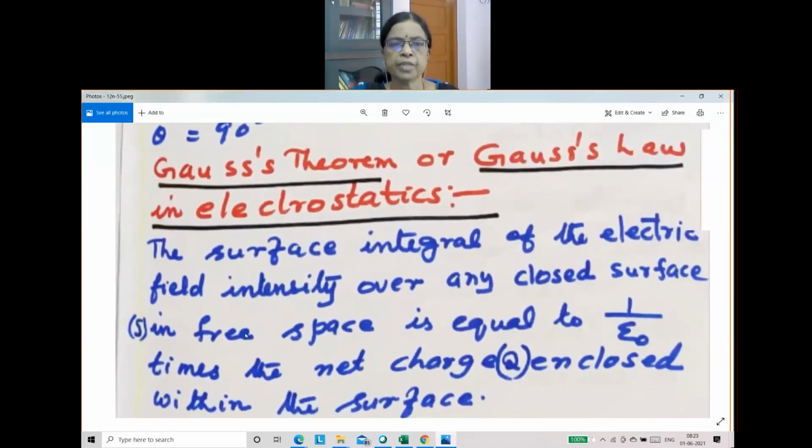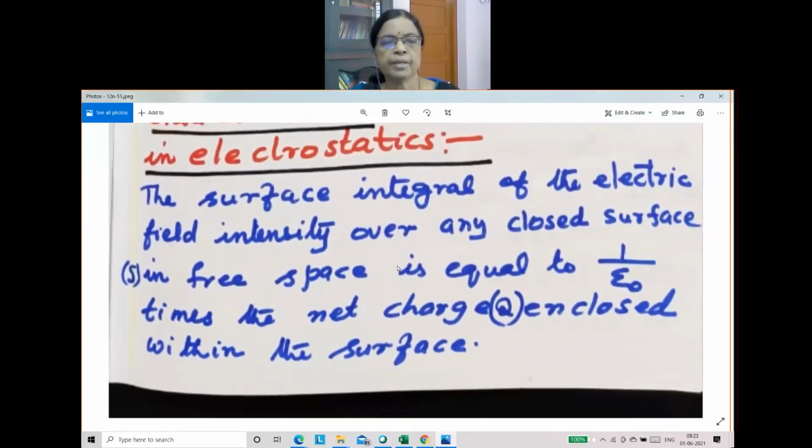So first you have to study this statement very well, without leaving anything out of that definition. The surface integral of the electric field intensity over any closed surface. Here it is a closed surface. The surface integral of the electric field intensity over any closed surface S in free space is equal to 1 by epsilon 0 times the net charge enclosed within the surface.